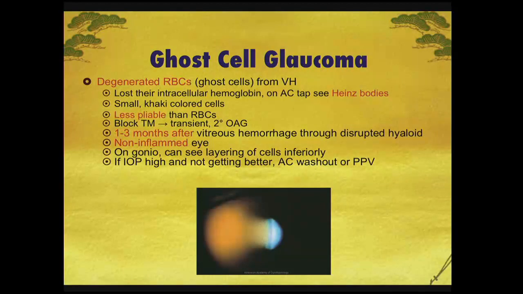Ghost cell glaucoma: these are degenerated red blood cells, or ghost cells, from a vitreous hemorrhage. They lose their intracellular hemoglobin, so you'd want to take a little AC tap to look for Heinz bodies. These can cause high pressure because they're less pliable than regular red blood cells. This can happen even 1 to 3 months after a vitreous hemorrhage. You do have to have a disrupted hyaloid for these cells to get into the anterior chamber, and the eye usually is non-inflamed.